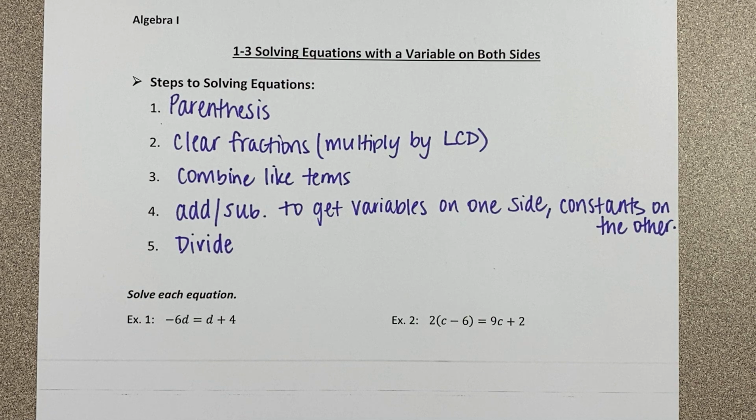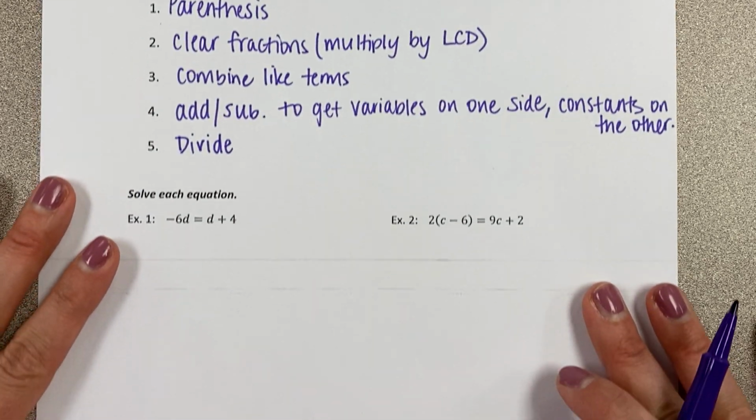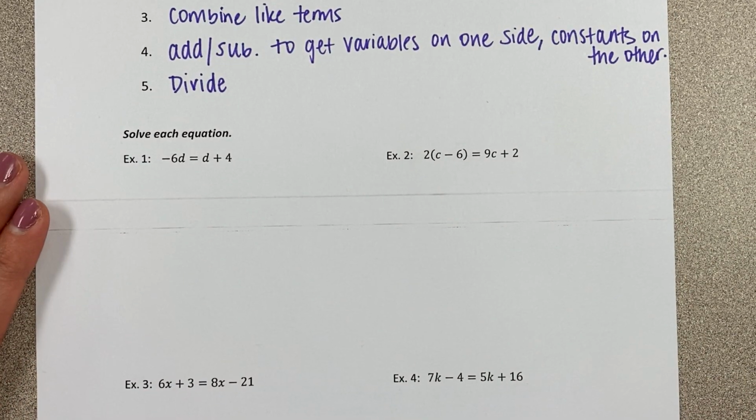Then you're going to clear the fractions by multiplying by the least common denominator. Then you're going to combine like terms. Then you're going to add or subtract to get the variables on one side. And then that leaves you with dividing. So let's start with a couple simple ones here.